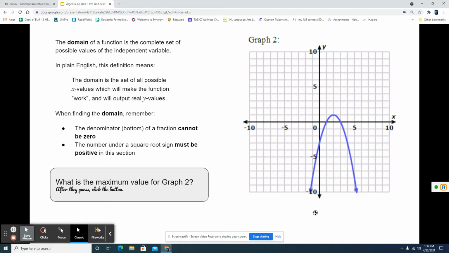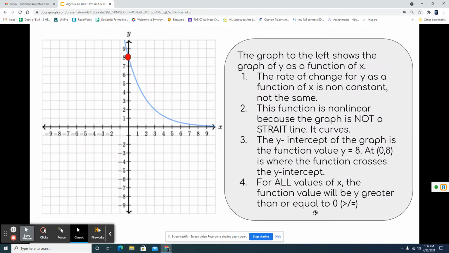On the flip side, what's our maximum value? Again, you look for that highest point on this shape, which is there. And that's 1. It's at the 1. So that's our maximum value.